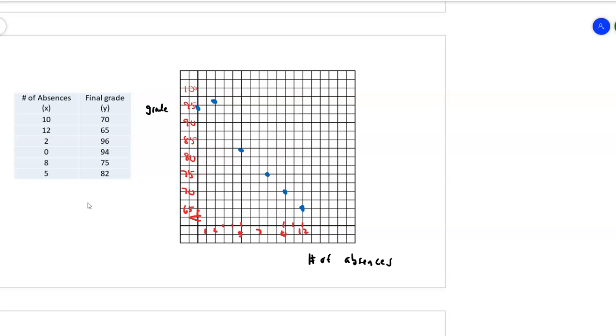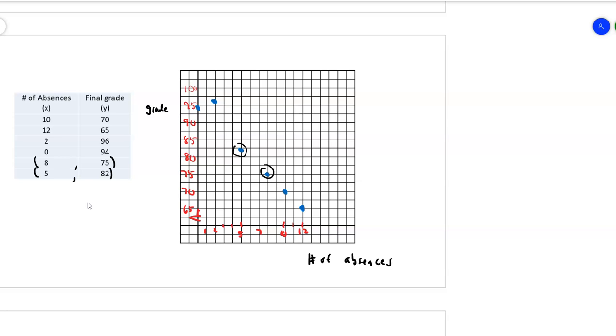Okay, which 2 points should I pick? I don't know. These look like reasonable points to pick. So which ones are these? 5, 82, right? So that's one of the 2 points. And the other one was the one with the 8. Okay, so they're underneath each other on my table.